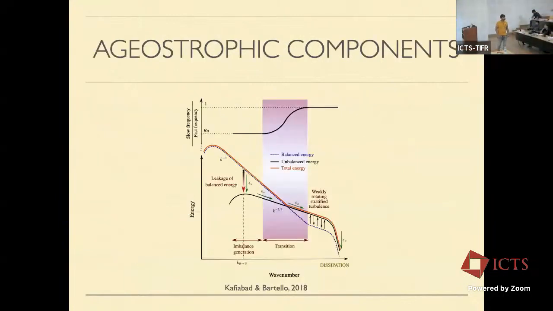So this is the picture of the QG. What happens if you have corrections to the QG picture, as in if you go further in the expansion, when you have a lot more interactions with inertial gravity waves? This is a figure from Kafiabad and Bartello in 2018. They have a descriptive image of what happens at very low wave numbers. These are large scale structures.